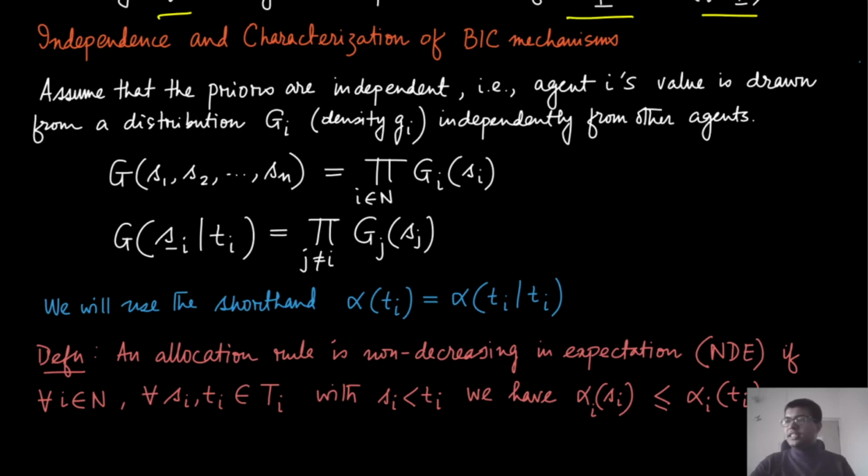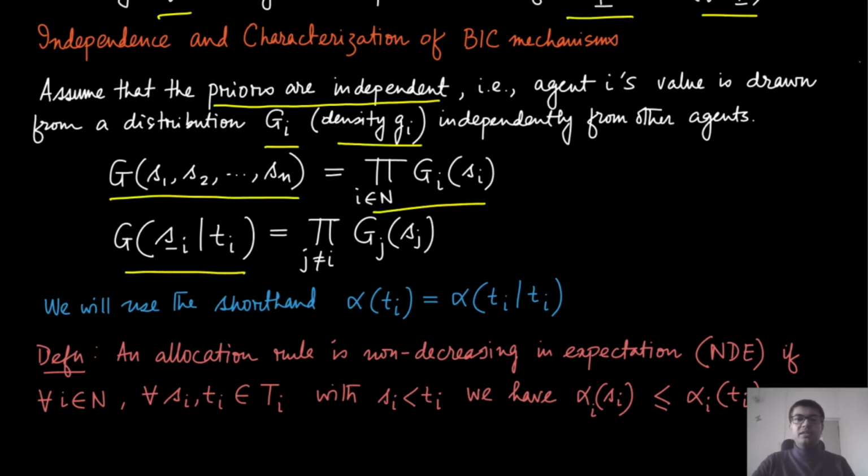So this assumption says that suppose these priors are independent, that is agent i's value is drawn from a distribution which is capital G_i with the density of small g_i, and this is independent over other agents. So what does it mean? The implication of it will be the joint distribution of all the types of all the players actually reduces to the product of the marginals. And similarly, because this is independent, when we look at the conditional probability, they are only the products of their marginals, and it is independent of the values of this t_i because the types are independent.